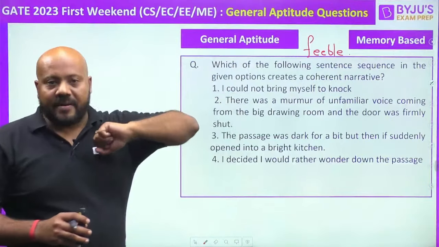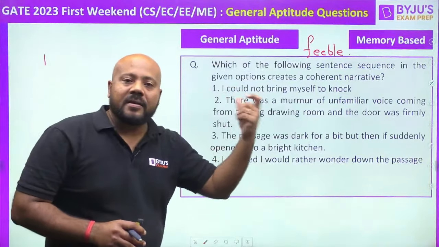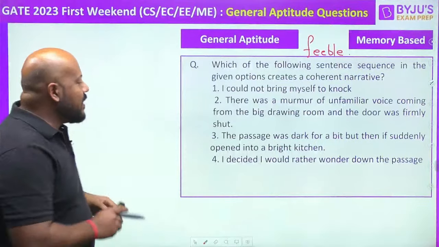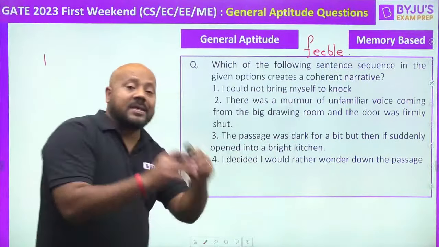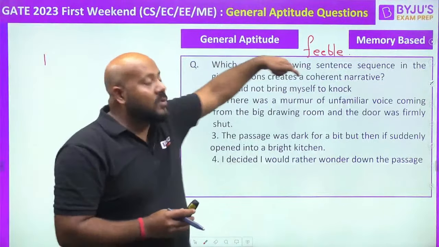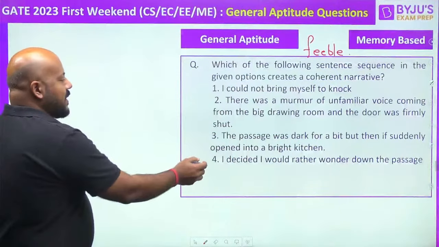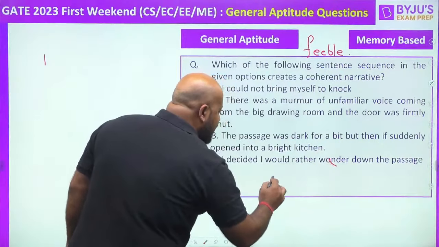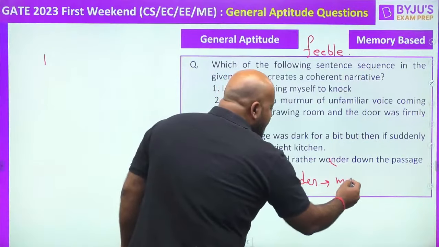But what after that? You told the reason that you are not going to knock the door. Then what you are going to do, that is given in, let us see, statement 3. The passage was dark. Now this cannot be the next statement, because you are saying you are not able to knock the door, then what is the alternate? The alternate is given in the 4th statement. I decided I would rather wander. Wander means what? To move aimlessly.